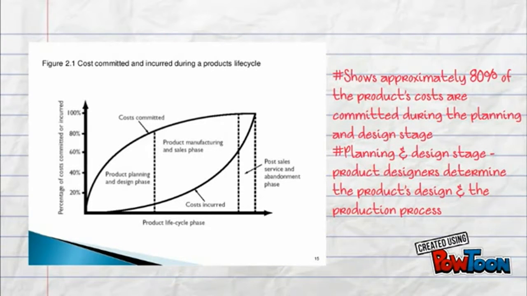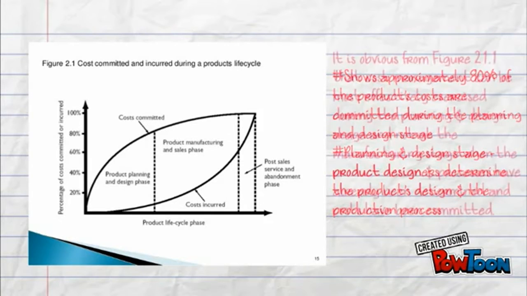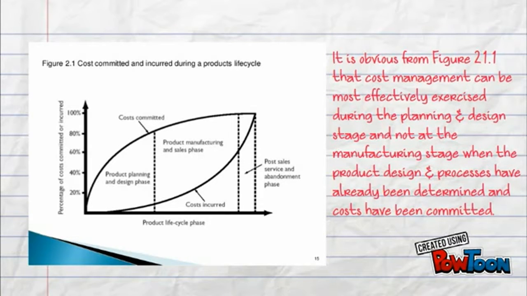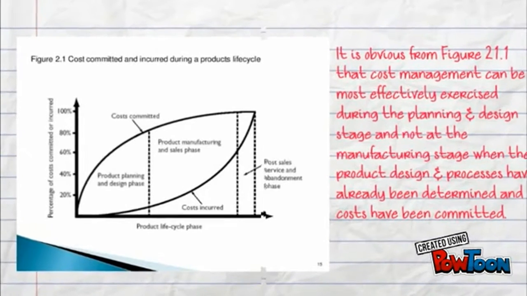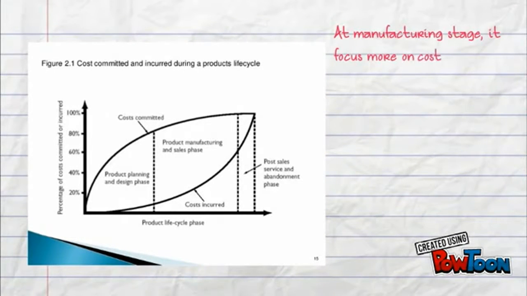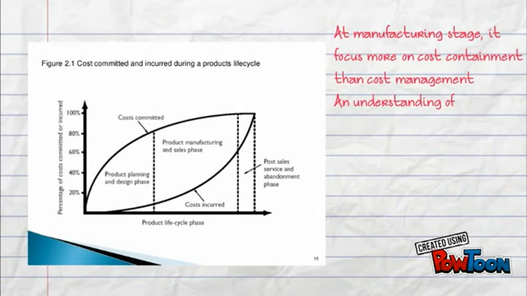Figure 21.1 shows that approximately 80% of the product's costs are committed during the planning and design stage. At this stage, product designers determine the product's design and the production process. It is obvious from figure 21.1 that cost management can be most effectively exercised during the planning and design stage and not at the manufacturing stage, when the product design and process have already been determined and costs have been committed. At the manufacturing stage, it focuses more on cost containment and cost management.